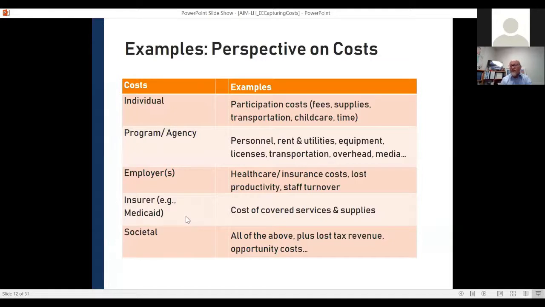Insurers, for example, the state Medicaid office, have costs that are related to services and supplies, as well as, on the flip side, the cost savings associated with a reduction in demand for those services. And societal takes into account all the costs, all the way from the top of the table down. So this is really one of the most complex types of economic evaluation or cost analysis to do, the societal level. In most cases, we're going to be either at the program level or at the insurer level, and sometimes also the employer level.